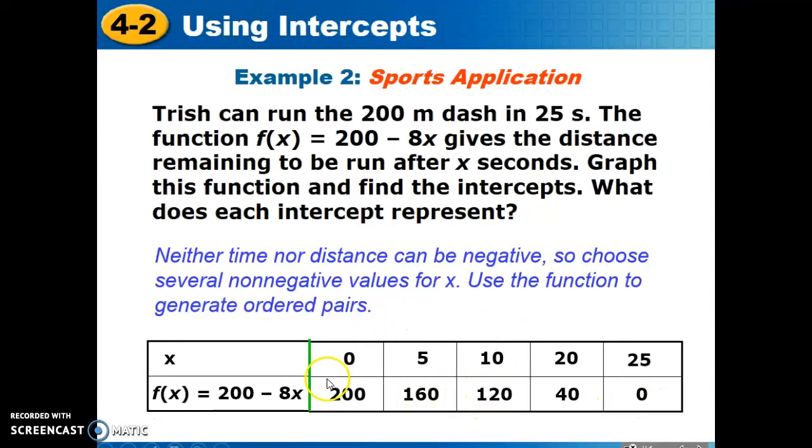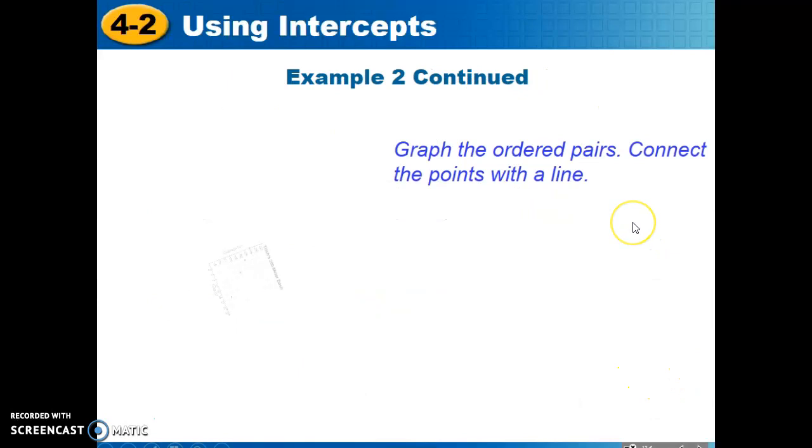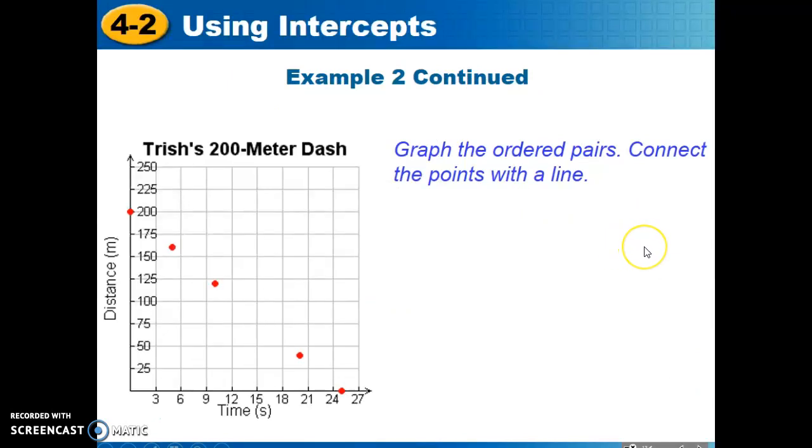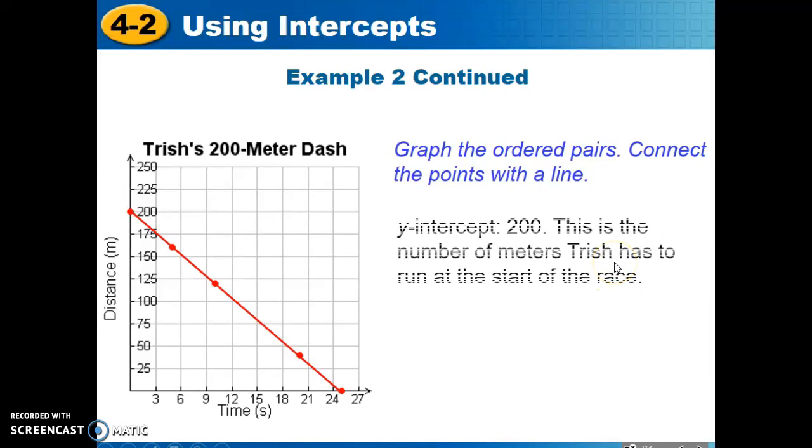We want to talk about these 2 points, (0, 200) and (25, 0). What do they mean? We're going to graph the ordered pairs and connect the points with a line because it is a continuous graph. She doesn't leave any distances behind. She covers them all.